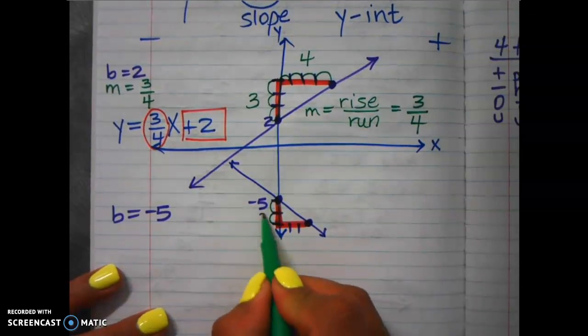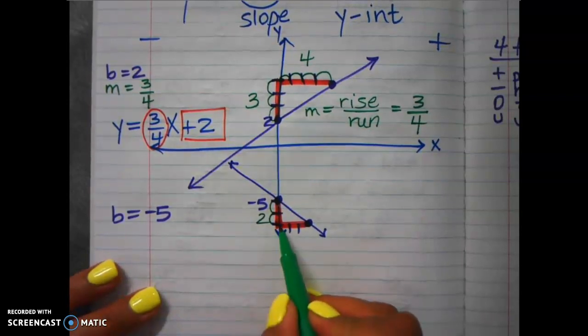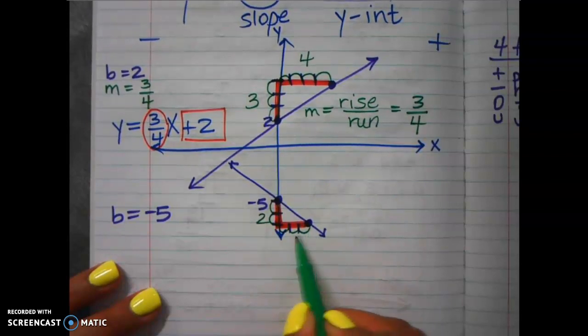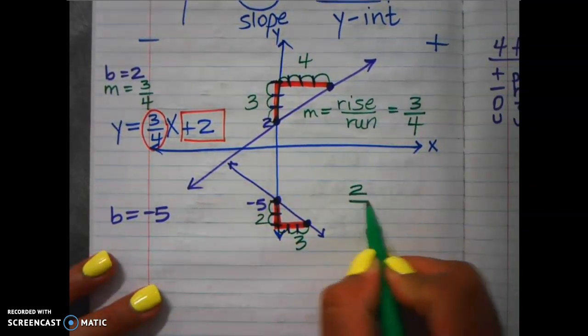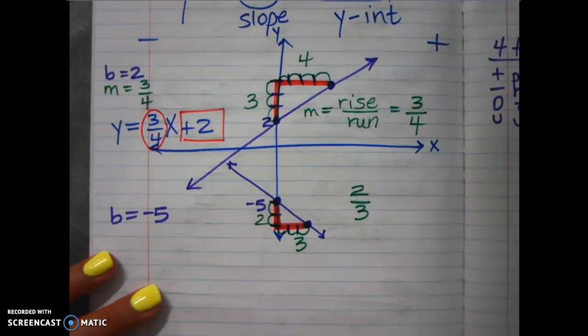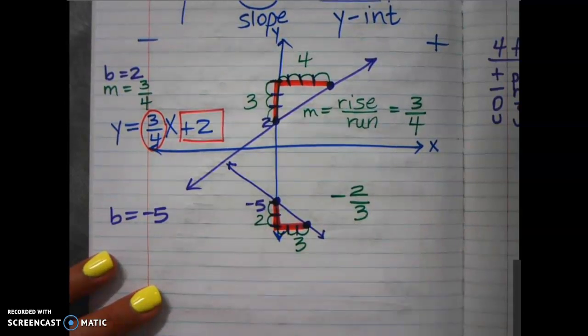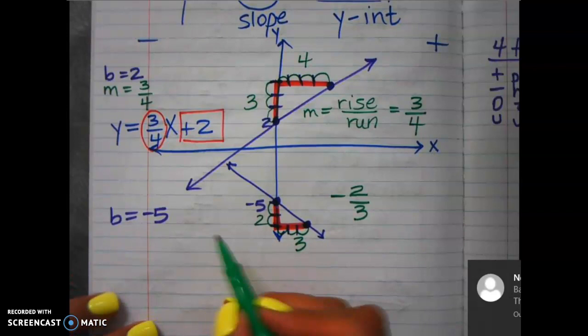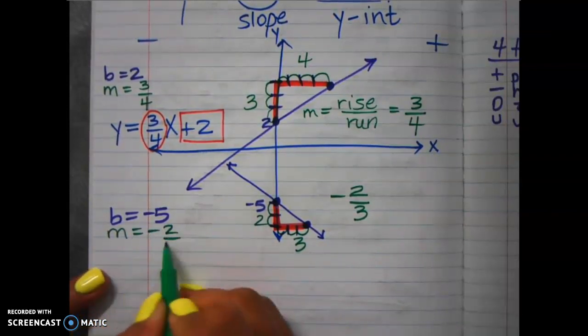I'm going to write a 2 right here because that's what my rise was. Then my run is going to the right. So it's 1, 2, 3. If I'm setting that up as rise over run, we cannot forget the negative sign. So we need to make sure we put a negative in front. So my M is -2/3 this time.